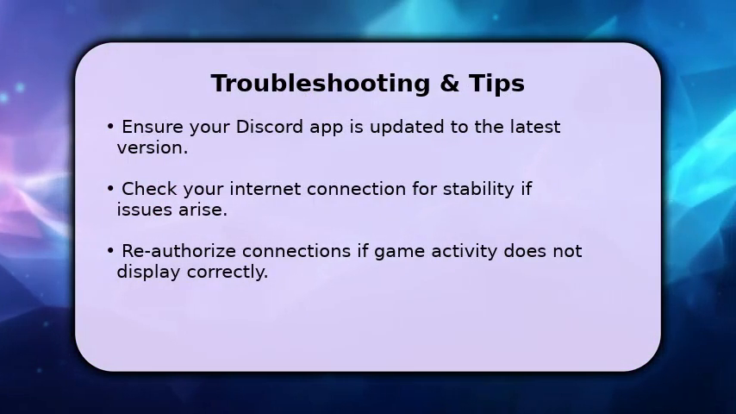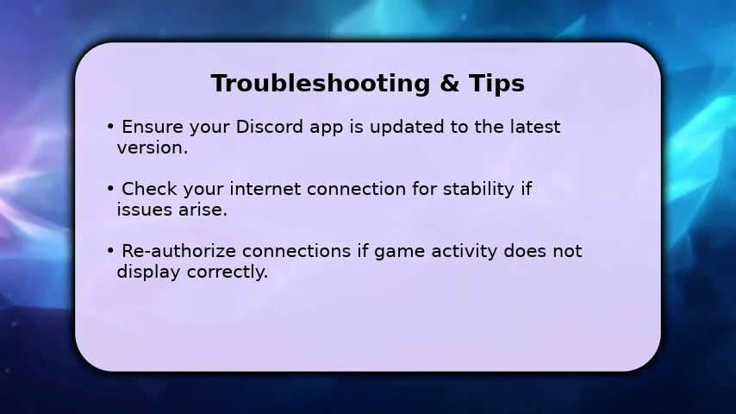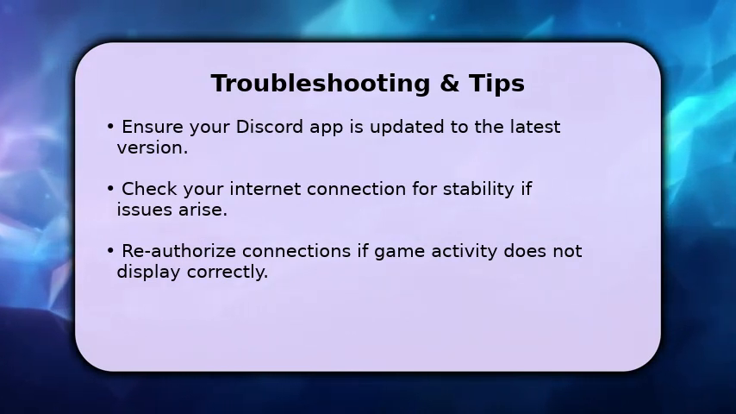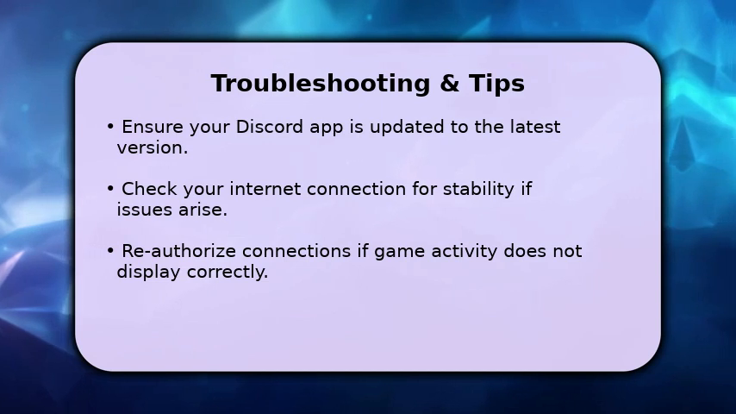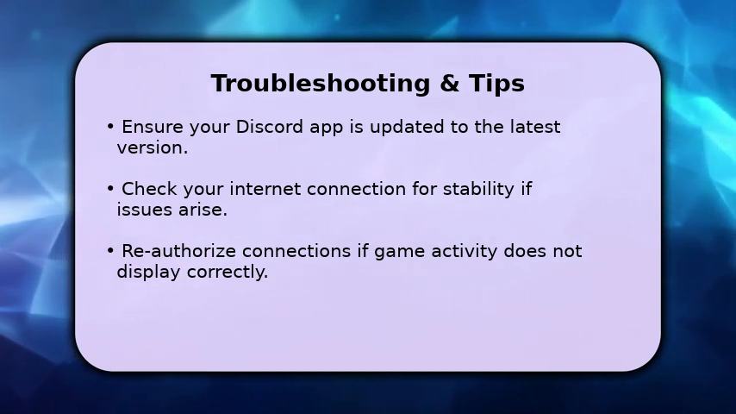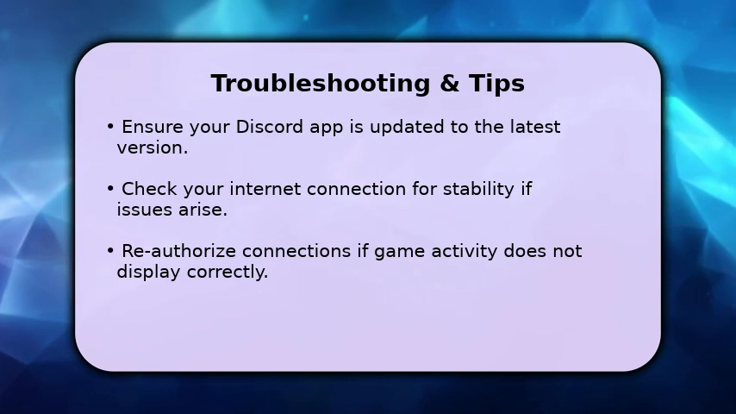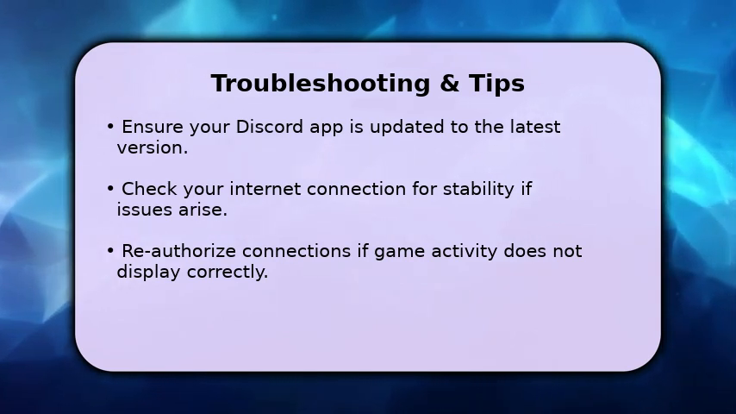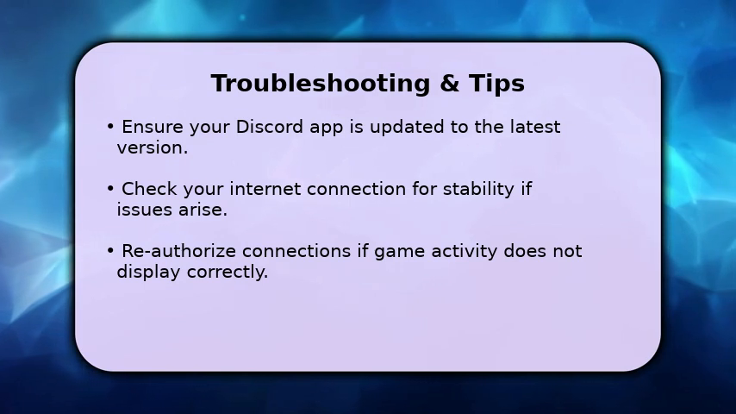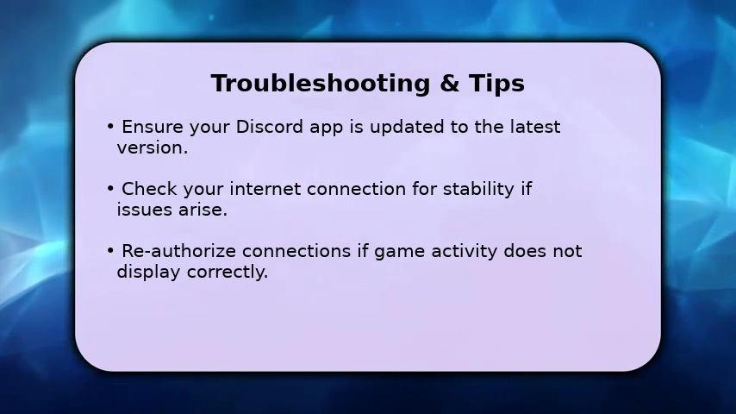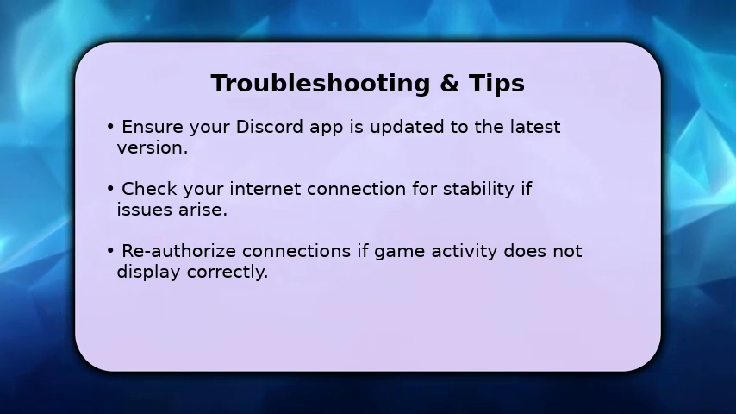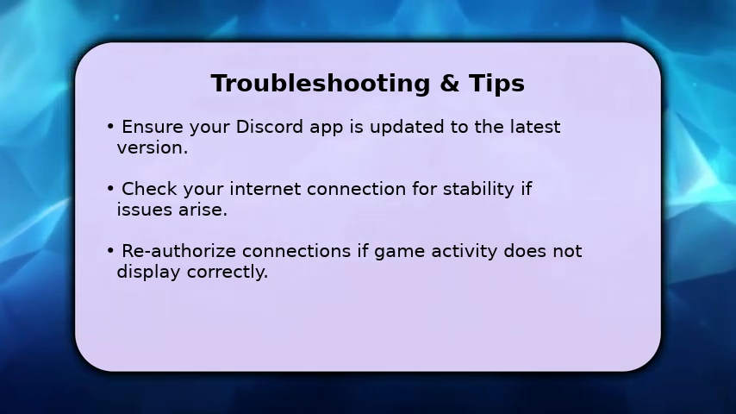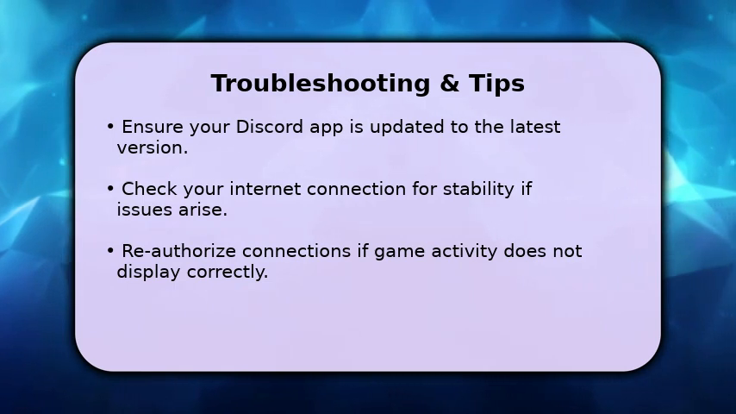If you encounter any issues, here are some quick tips. First, always ensure your Discord mobile application is updated to its most recent version, as updates often fix bugs. A stable internet connection is also crucial for proper functionality. If your game activity isn't showing, try disconnecting and then reauthorizing the specific gaming service. Sometimes, a simple refresh of the connection can resolve display problems, getting you back to sharing your gaming status with ease.